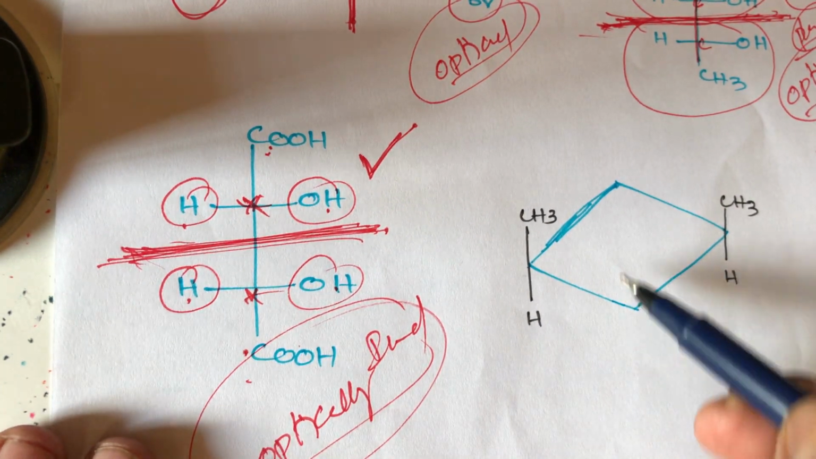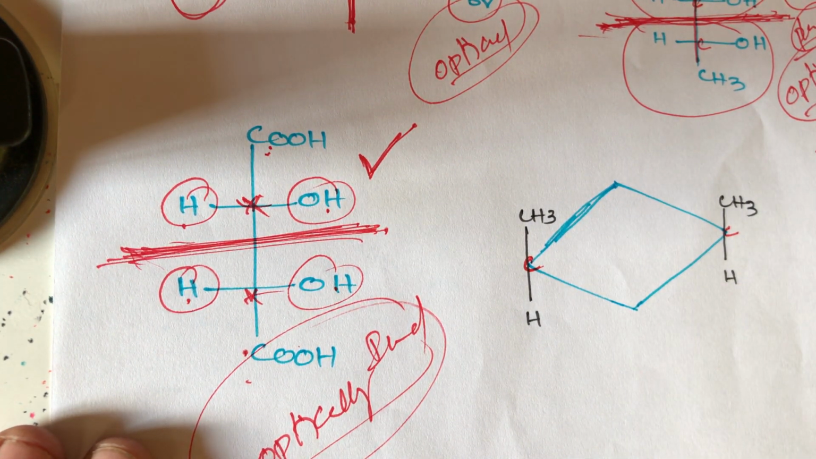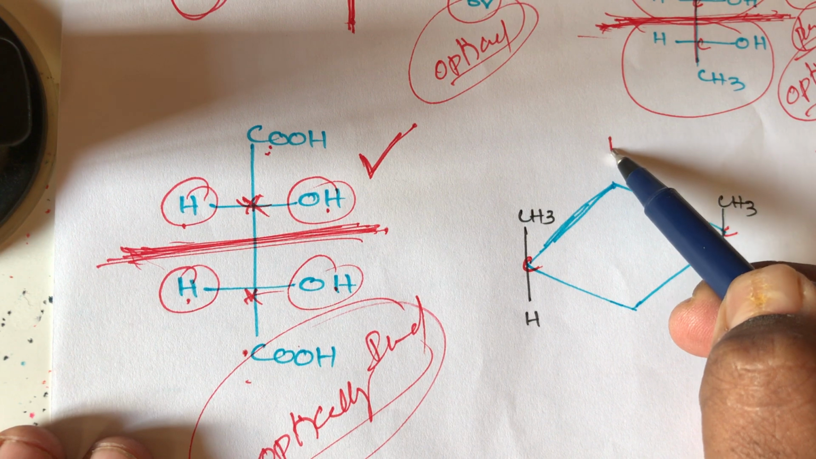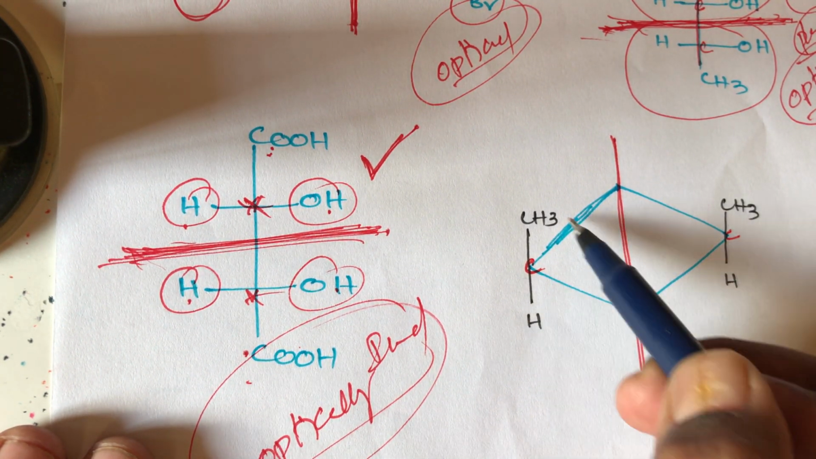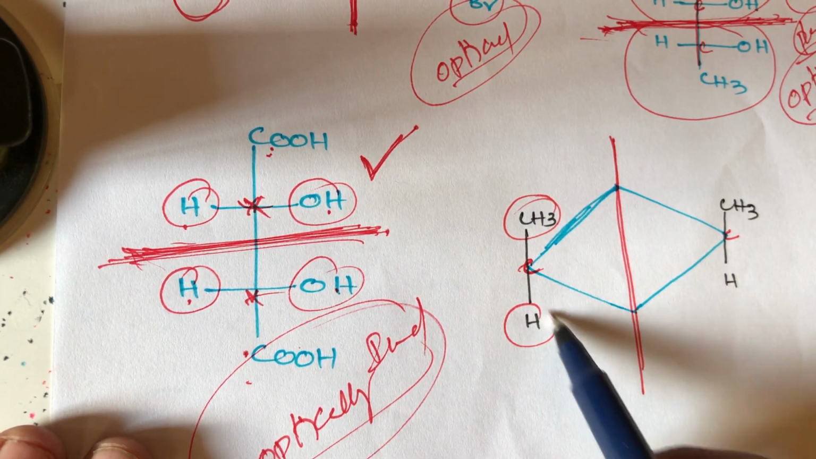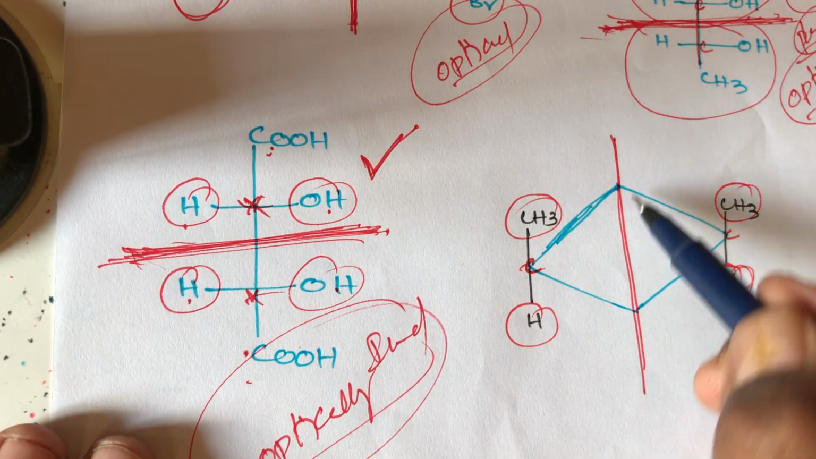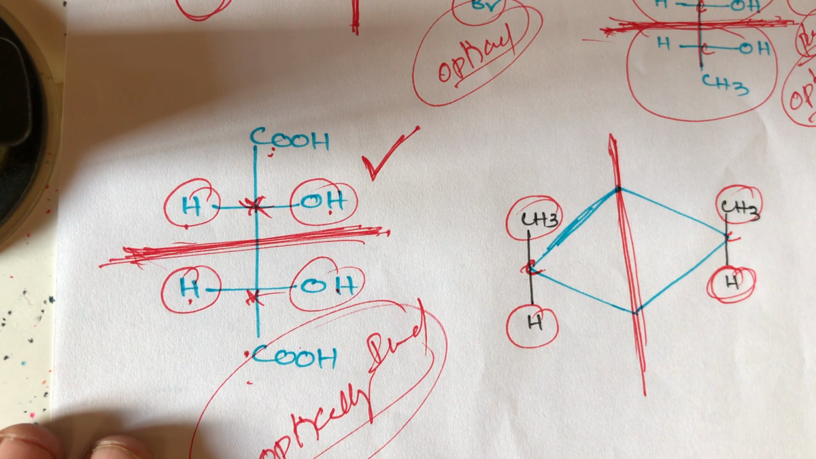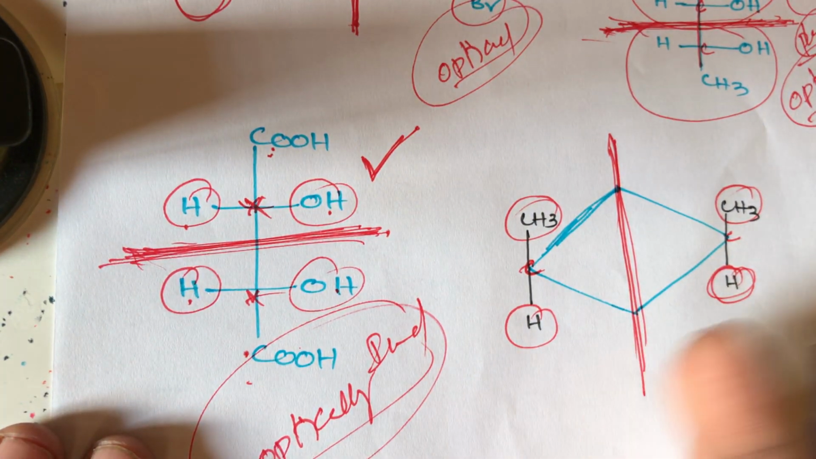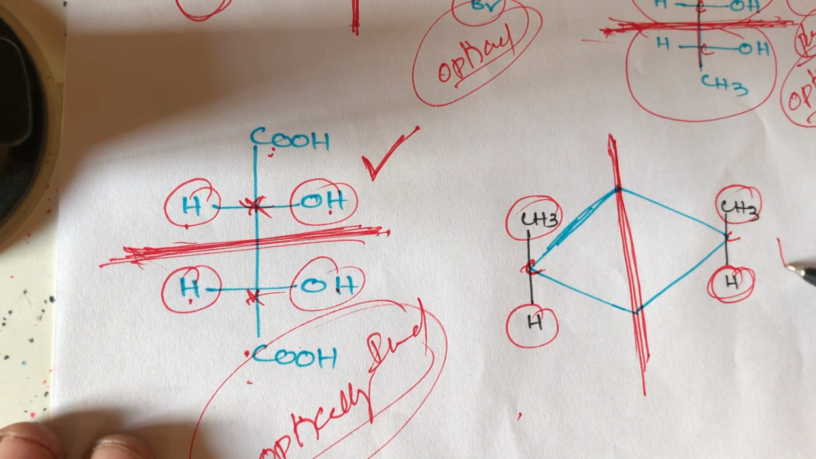Now take another example. Here this compound and this compound are the same, cut with a vertical plane. On the left side, this carbon has CH3 and hydrogen downwards; on the right side also CH3 and hydrogen downwards. These both are equal when cut with a vertical line. So this is the plane of symmetry. Both are mirror images of each other. That's why it also has a plane of symmetry.